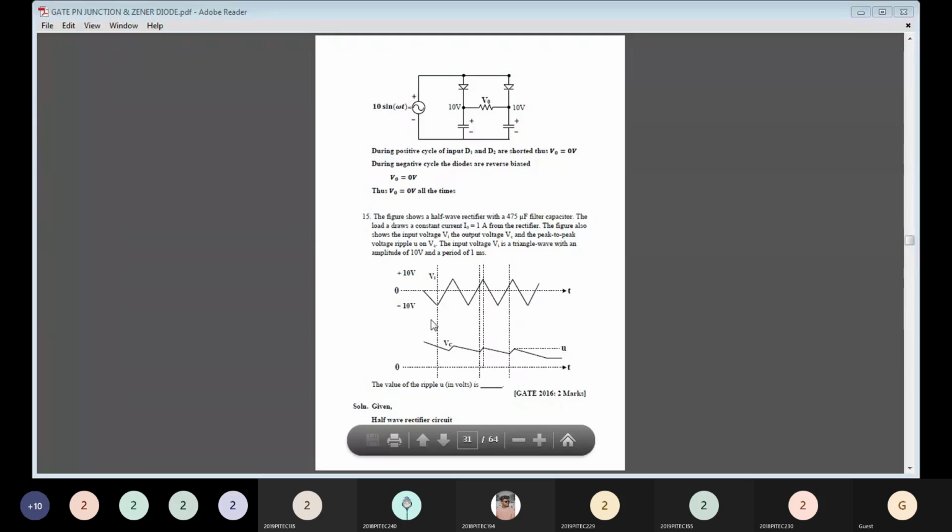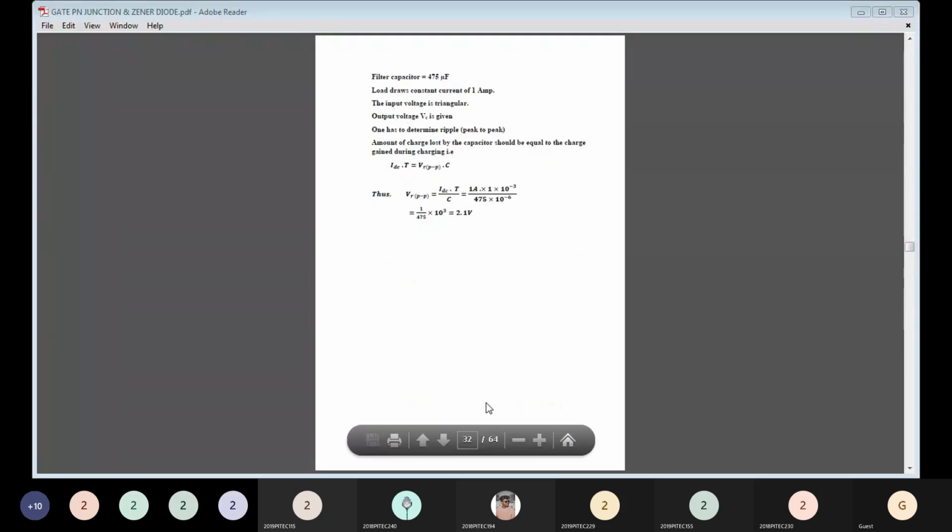So here the given circuit is the half-wave rectifier circuit. Here filter capacitor equal to 475 microfarad. Load draws a constant current of 1 ampere. The input voltage is a triangular waveform. Output voltage Vc is given. One has to determine the ripple peak-to-peak voltage.